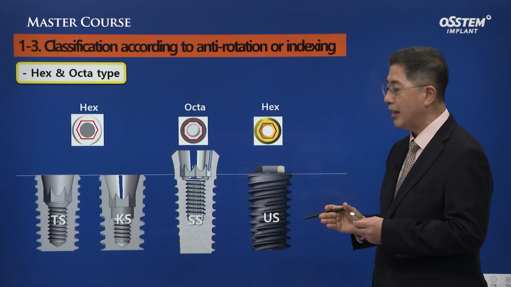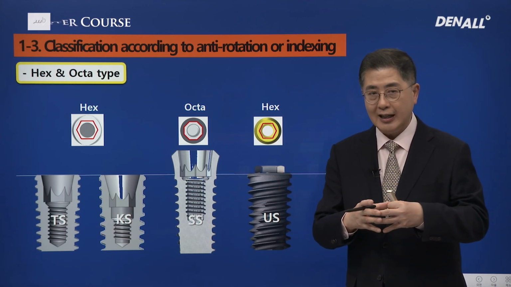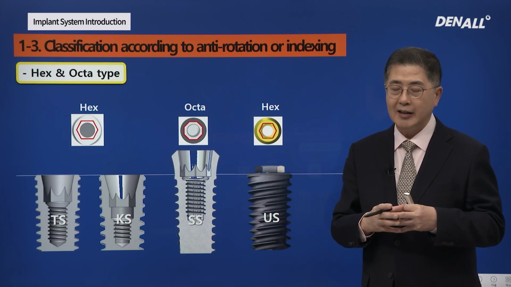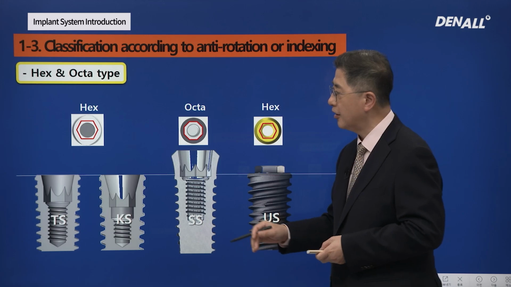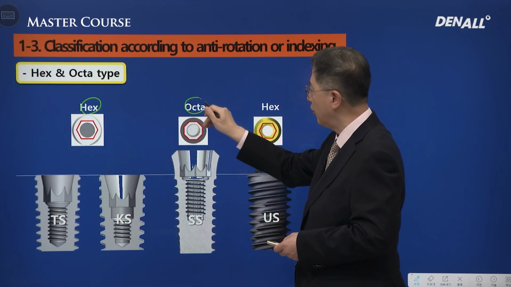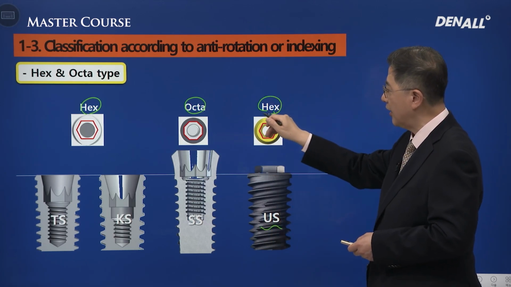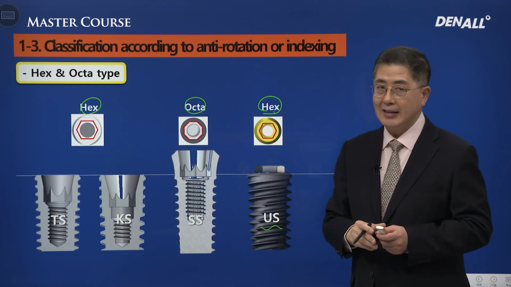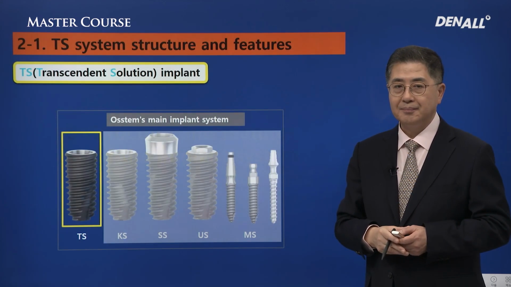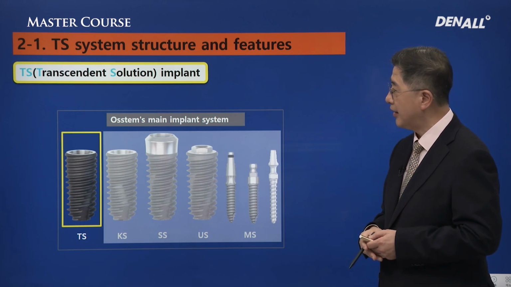Internal connection types can also be classified by tapered angle and indexing, which has to do with implant placement and positioning. Hexagonal shape for TS and KS and octagonal shape for SS. US is an external type but has the hexagonal shape. They can vary depending on the manufacturer, but we can divide implant systems by angle, like this. Let's take an overview of different implant systems.